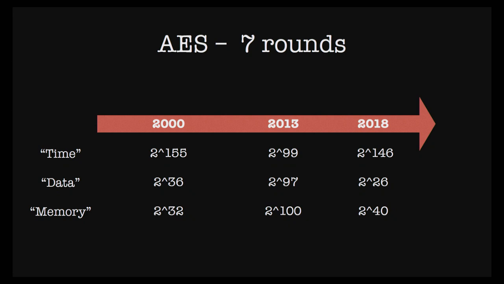Raise your hand if you think that this one is more efficient. OK, so a few creative persons. In 2018, the exponent here is much higher, but the exponents there are lower. So is this attack better than this one?